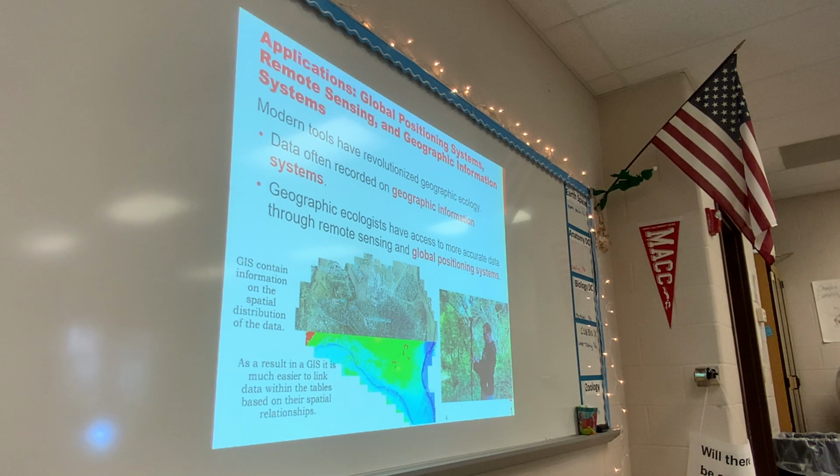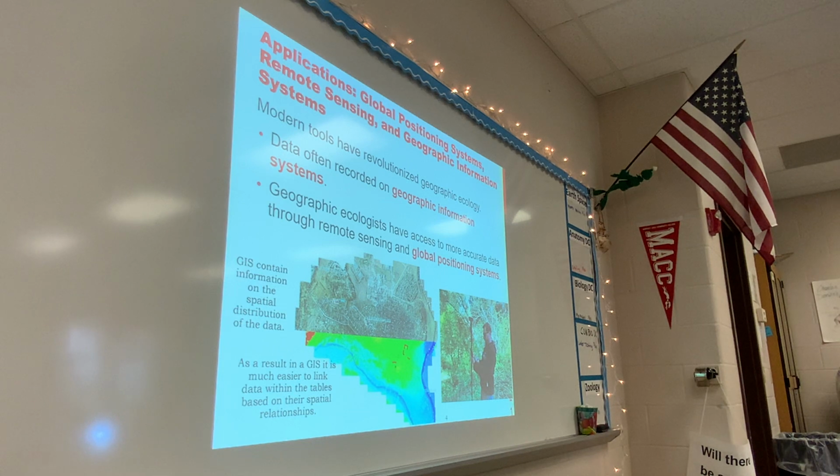So there are other things that we can use to help us map where ecological things are positioned. Geographic Information System, GIS, and there's also Global Positioning Systems, which is GPS. So GIS is Geographic Information System, and data is often recorded on this. Global Positioning System is more for traveling and using in your car. That's more for what that is. Geographic ecologists have access to more accurate data through this.